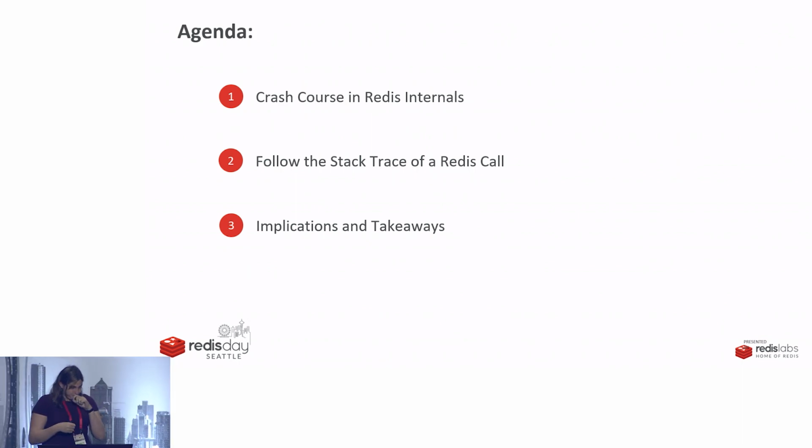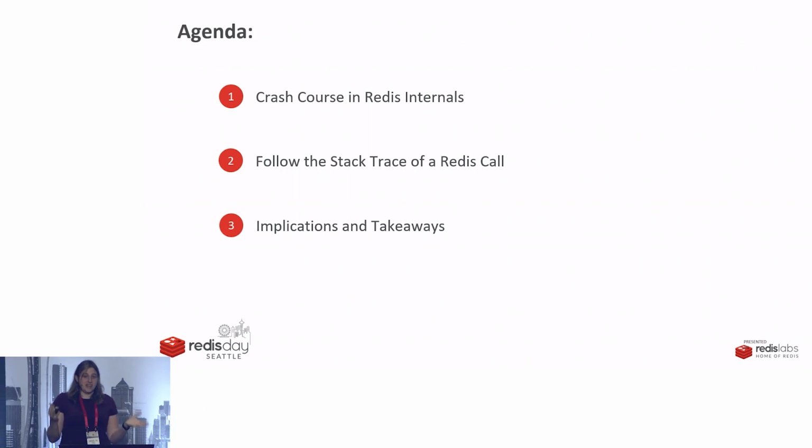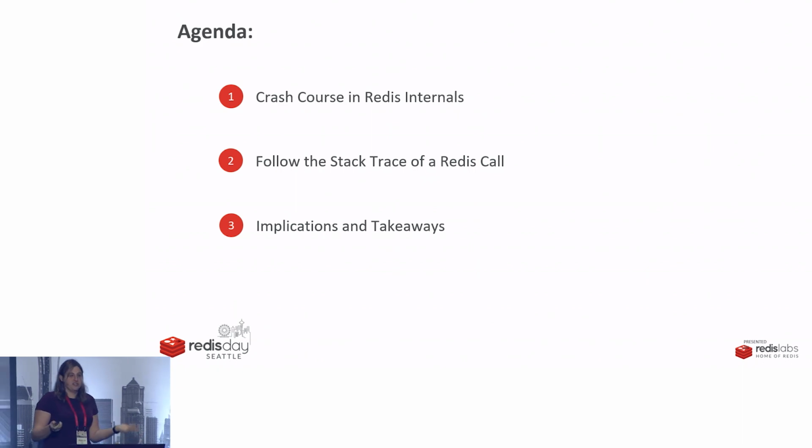And then at the very end, we're going to talk about some implications and takeaways. Since the stack trace is going to be an idealized case, I'm going to try to talk about some of the more nuanced cases and some of the features coming in Redis 6 and how they change things a little bit.